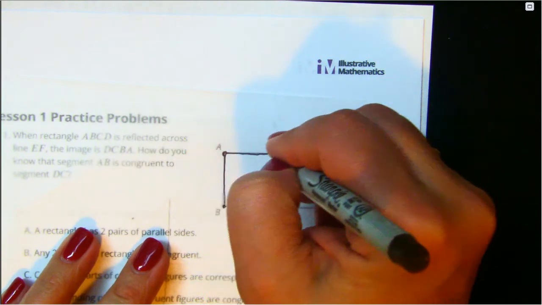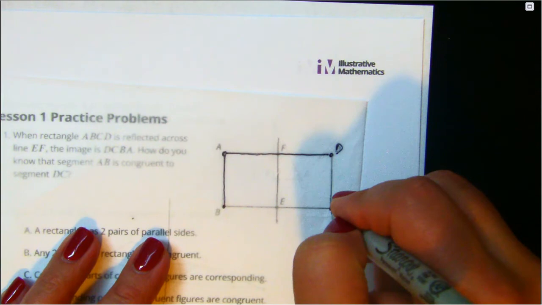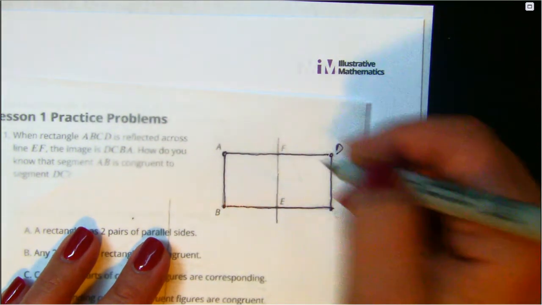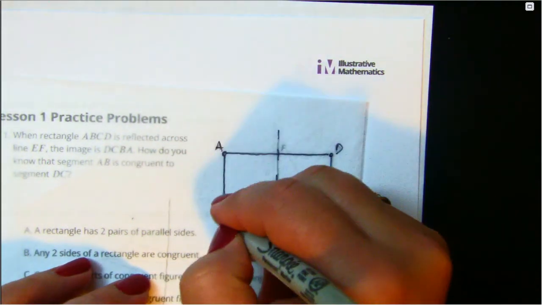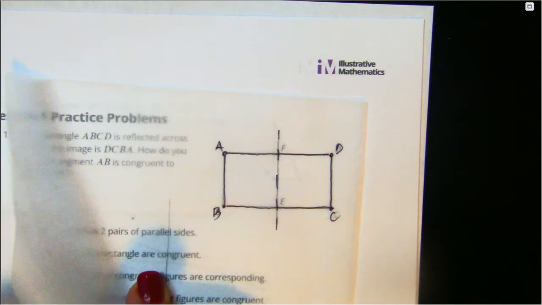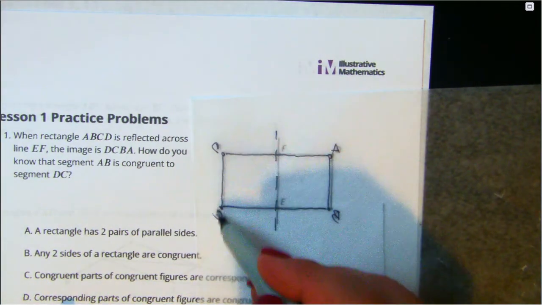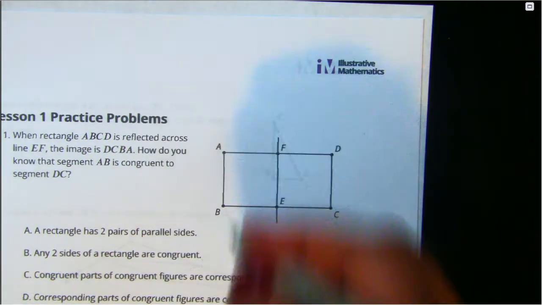Rectangle ABCD is reflected across line EF. The image is DCBA. How do you know that the segment AB is congruent to DC?